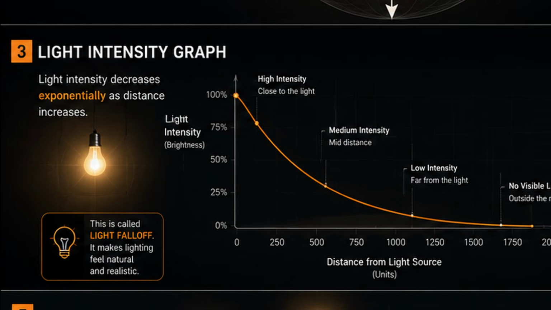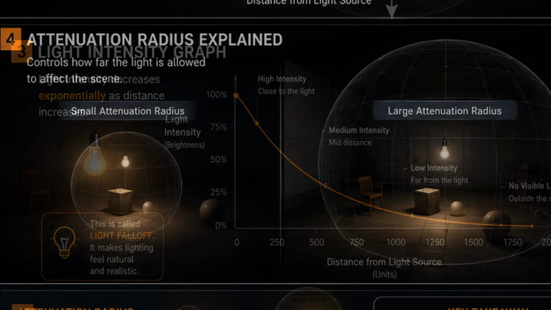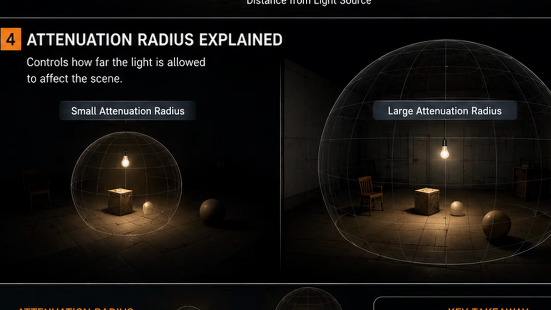This gradual loss of brightness is called light falloff, and it's one of the main reasons scenes feel realistic instead of flat. In Unreal Engine, the point light simulates this same behavior. Its intensity controls how bright the light starts, and its attenuation radius controls how far the light is allowed to influence the scene. Together, those two settings determine how your light feels inside the environment. Once you understand these two simple ideas, light spreading outward and gradually becoming weaker, most point light settings suddenly become much easier to understand.